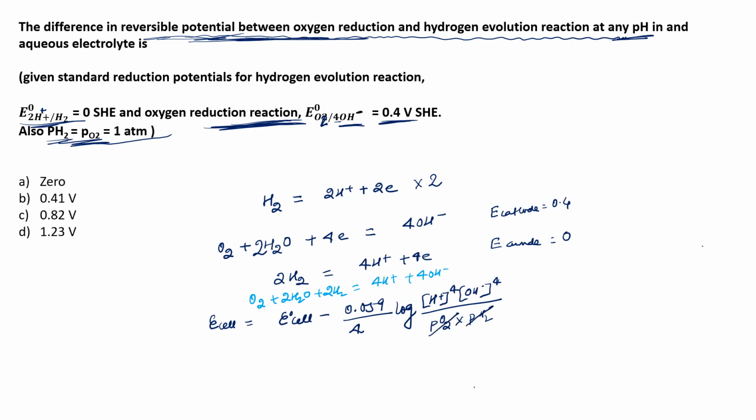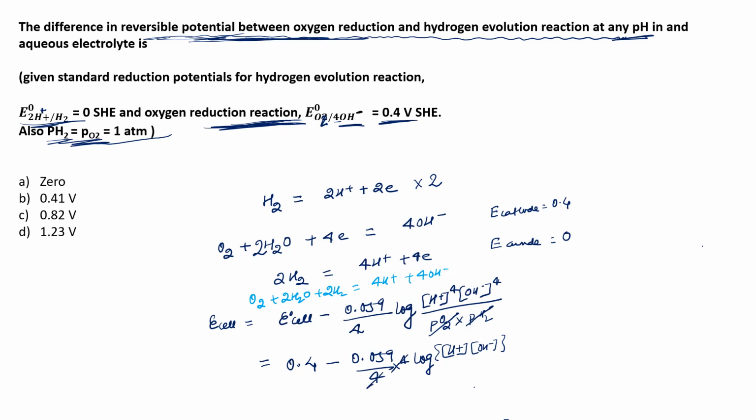So we can neglect this. So E naught cell will be how much? E naught cell, we will simply add these two, so it will be 0.4 minus 0.059 by 4. So here we can write H plus to the power 4, OH minus to the power 4. So we can write it as log of H plus into OH minus, the whole to the power 4, and this 4 we can take out, so you can write it like this.